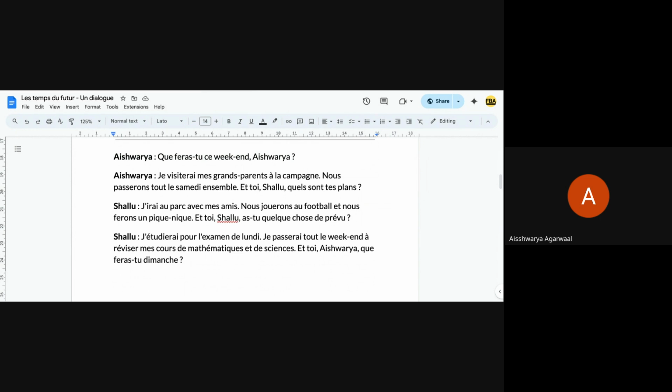Que feras-tu ce weekend? Je visiterai mes grands-parents à la campagne. Nous passerons tout le samedi ensemble. Et toi, Shalu, quels sont tes plans?